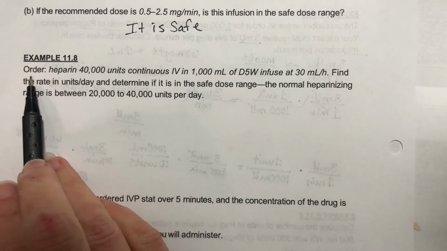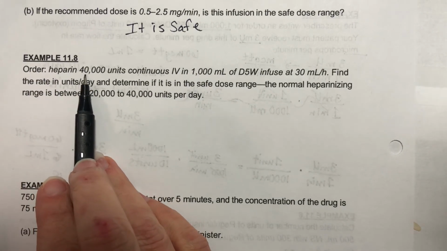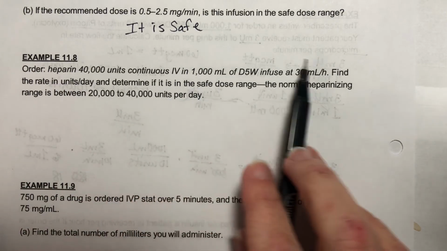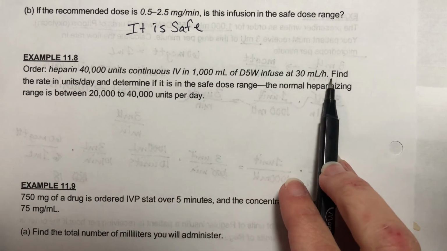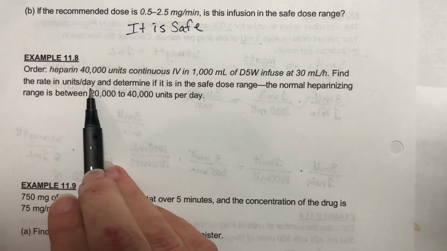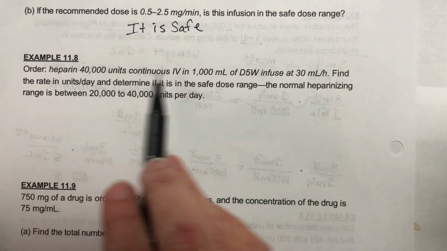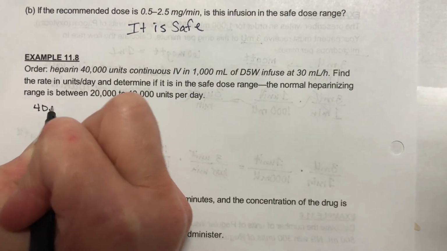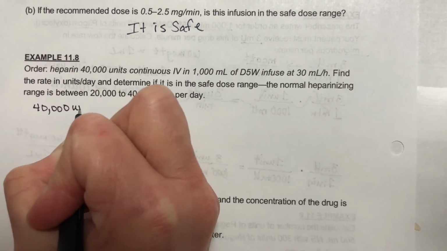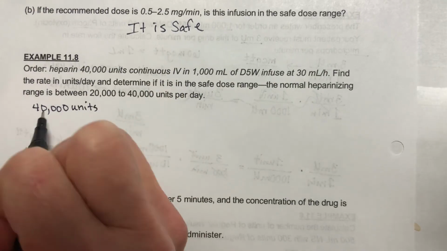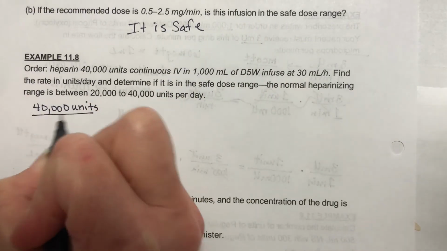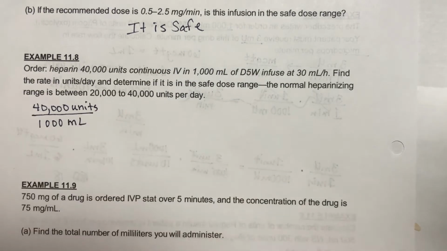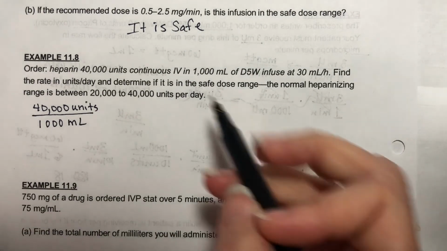Example 8. The order is for 40,000 units of heparin in 1,000 milliliters at a rate of 30 milliliters an hour. Find this rate in units per day, and then decide if it's in the safe dose range. Okay, so I have 40,000 units in 1,000 milliliters.